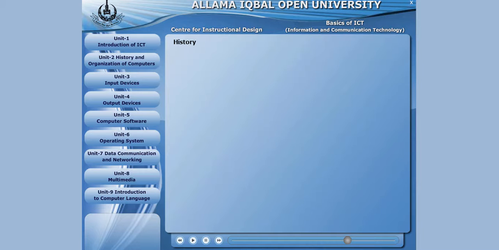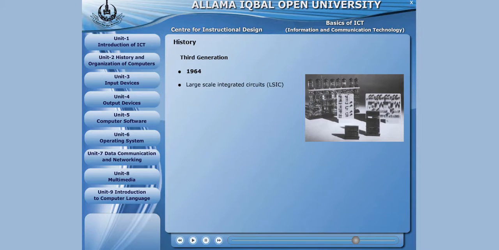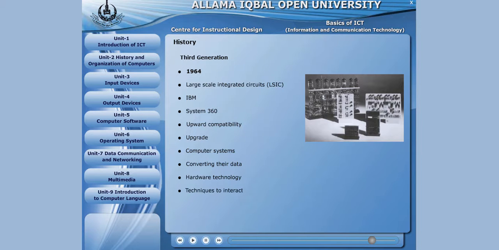Dear learners, technology was rapidly changing, and third-generation computers were introduced during 1964. These computers used large-scale integrated circuits. IBM developed System 360 with the idea of upward compatibility that allowed companies to upgrade their computer systems without converting their data. Besides developments in hardware technology, scientists were busy developing the techniques to interact with the computer to perform a variety of tasks.